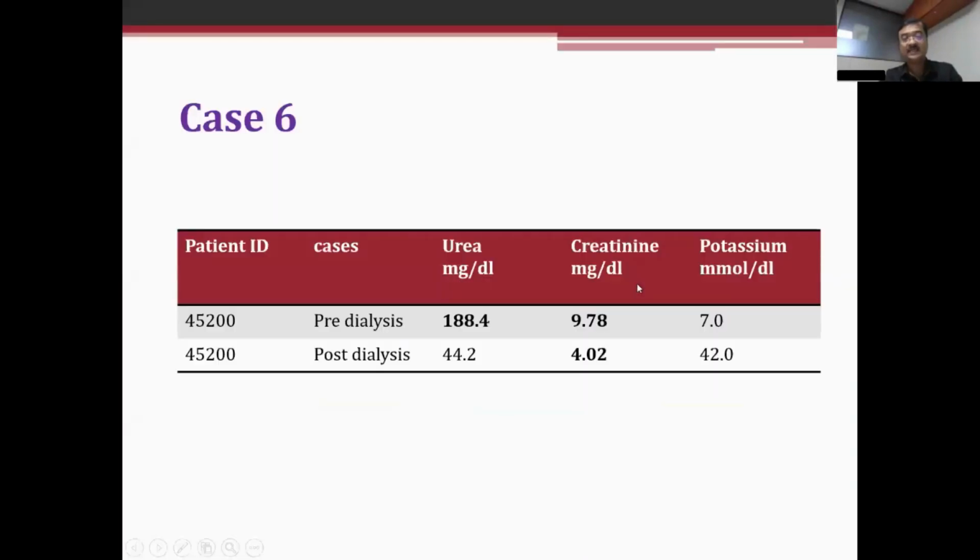Now this case 6, how you can understand. The pre-dialysis patient had urea 188.4, creatinine 9.78, potassium 7. After dialysis, the result came urea 44.2, creatinine 4.02, potassium 42. So easy enough, easy to get the diagnosis.